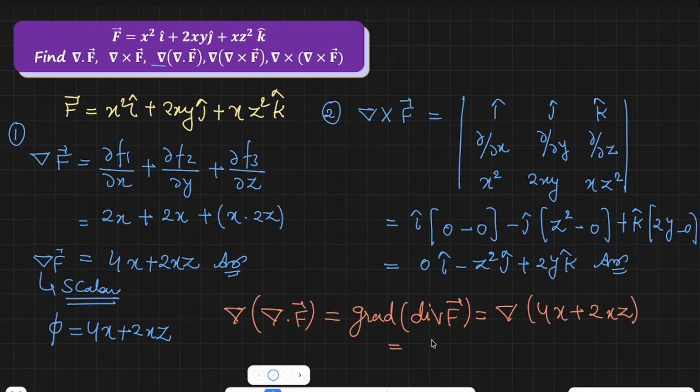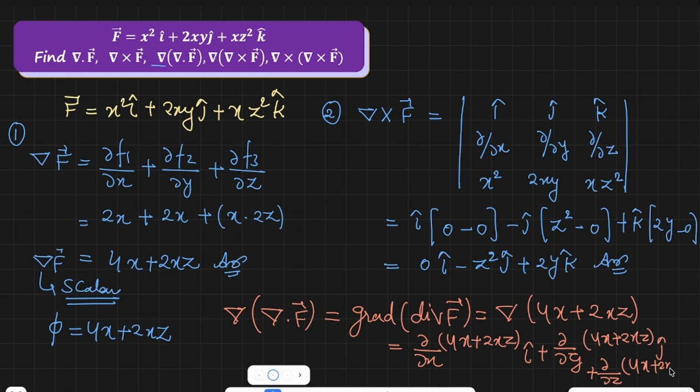Now you have to apply the formula dou by dou x, because you are finding the gradient. Then you have to apply the i. So what is the formula for the gradient? Dou by dou x of (4x plus 2xz) i cap plus dou by dou y of (4x plus 2xz) j cap. You have to apply the ijk, so let's be very careful about this. Then dou by dou z of (4x plus 2xz) k cap. Now you apply the formula.